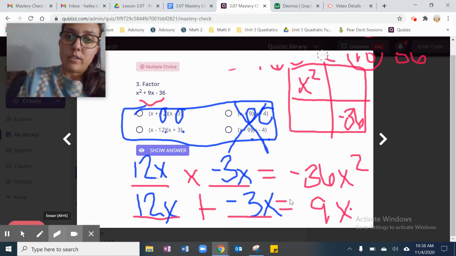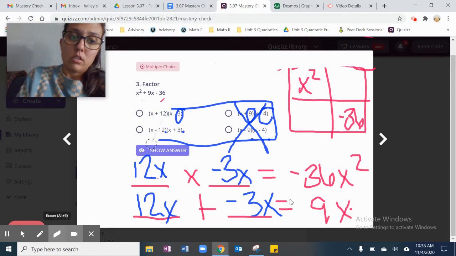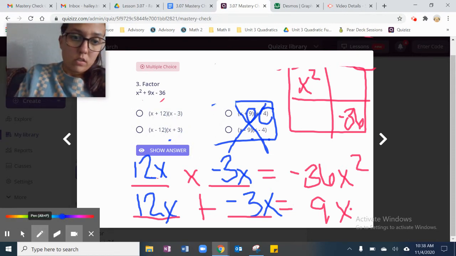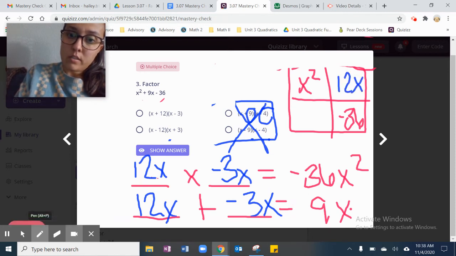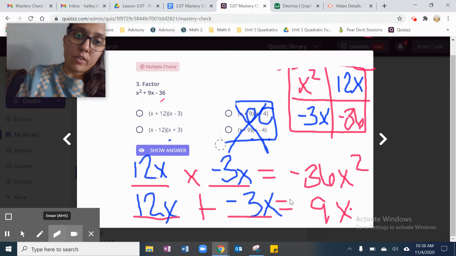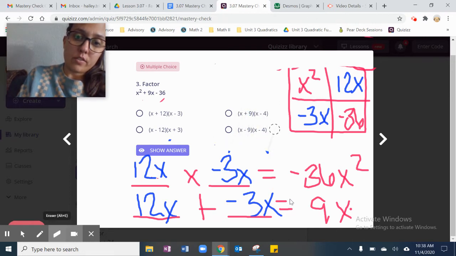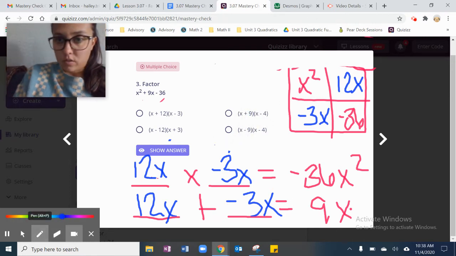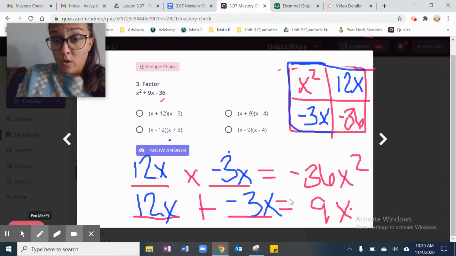So now we're going to put 12x and negative 3x. And we're going to factor the greatest common factors. So from this row, we can pull out an x. They have 2 x's here, right? And 1 here. So we can pull 1 out.